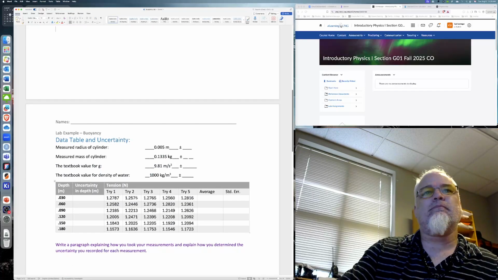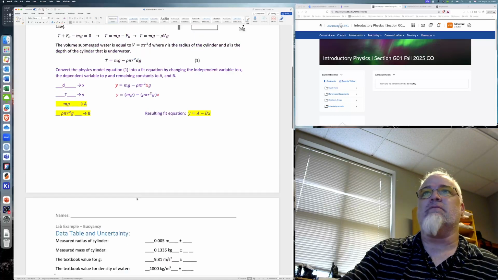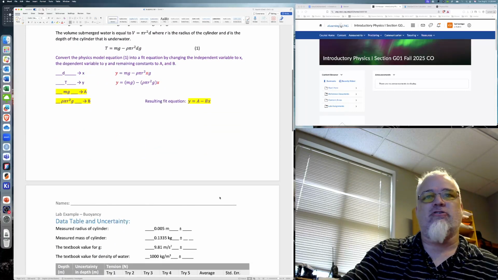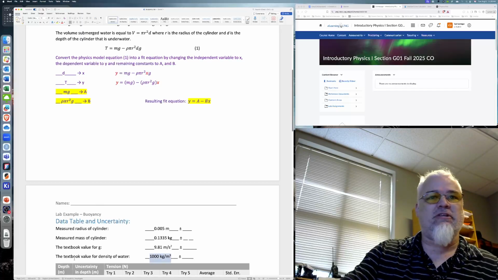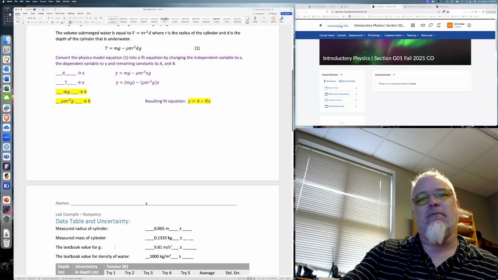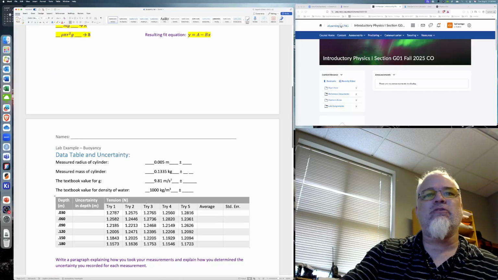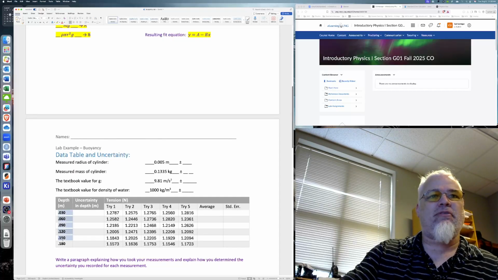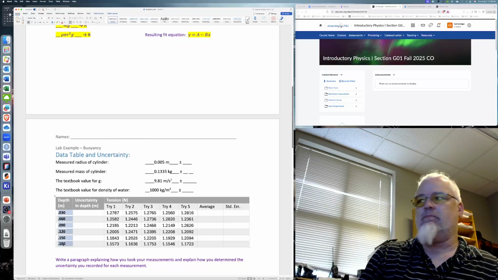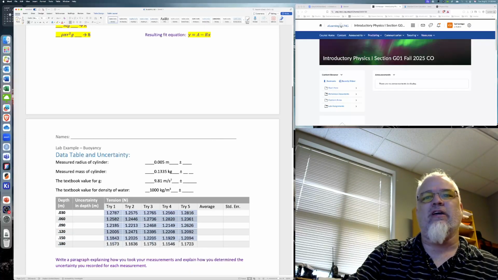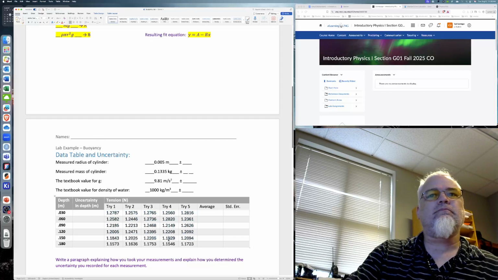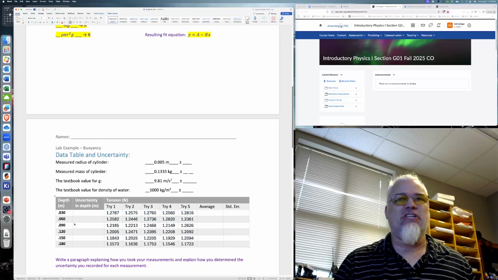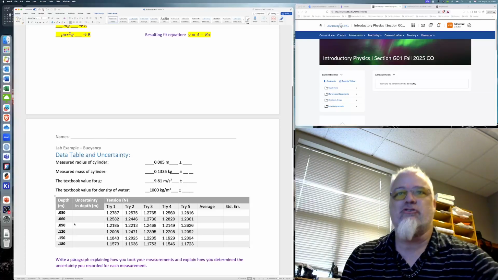All right, let's keep going. In a real lab, you're going to have a bunch of stuff to measure. In this lab, we would need to measure the radius of the cylinder. We would need to measure the mass of the cylinder. We'd need to find g from the textbook, 9.81. We would need to find the density of water from the textbook, 1,000 kilograms per meter cubed. And we would need to measure the depth of the cylinder and the tension in the string at each depth. We're not actually doing the lab today because this is just an example, but those are things we would have to measure in class.